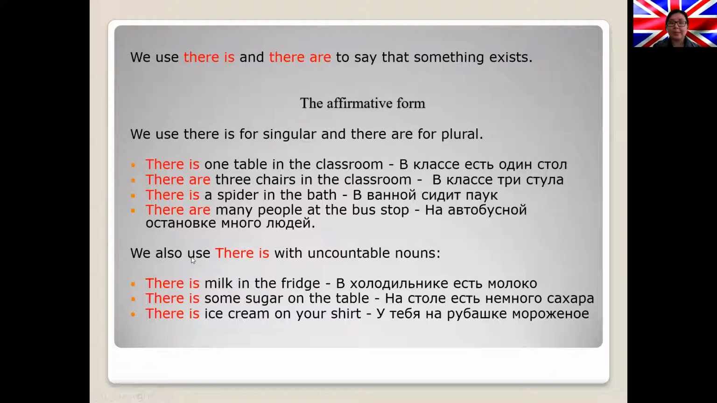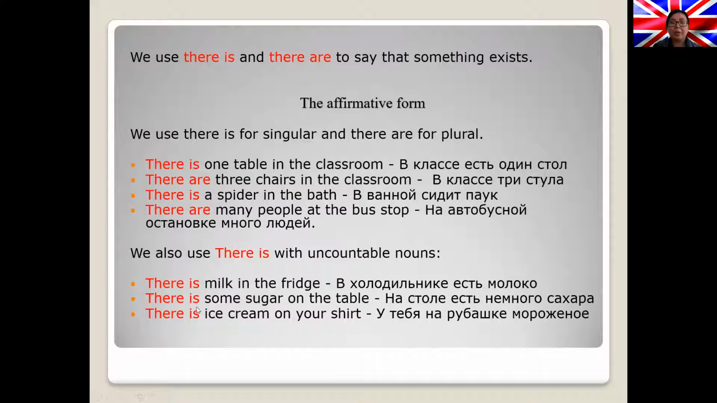We also use there is with uncountable nouns. For example, there is milk in the fridge. В холодильнике есть молоко. Milk, uncountable noun. We only use there is.